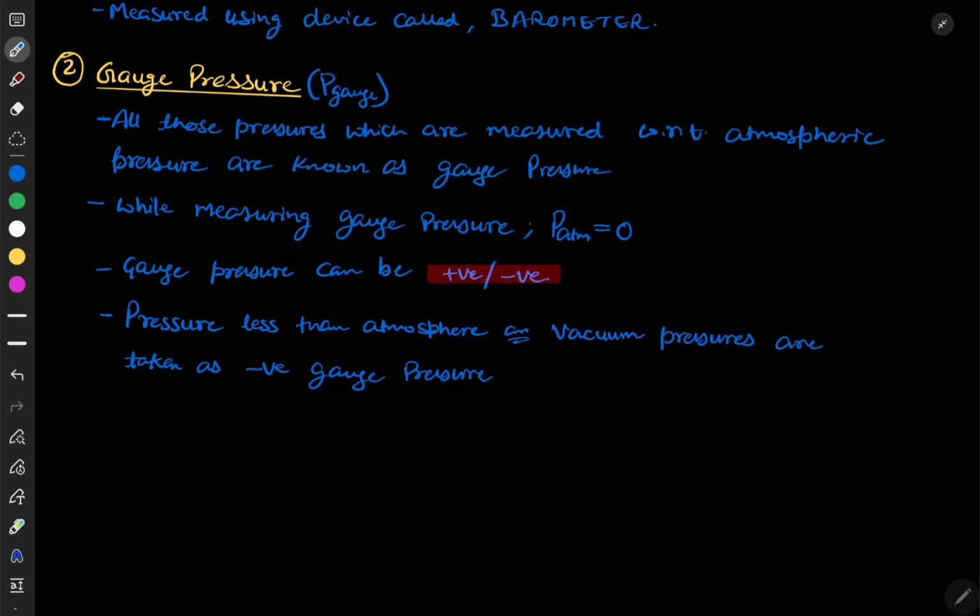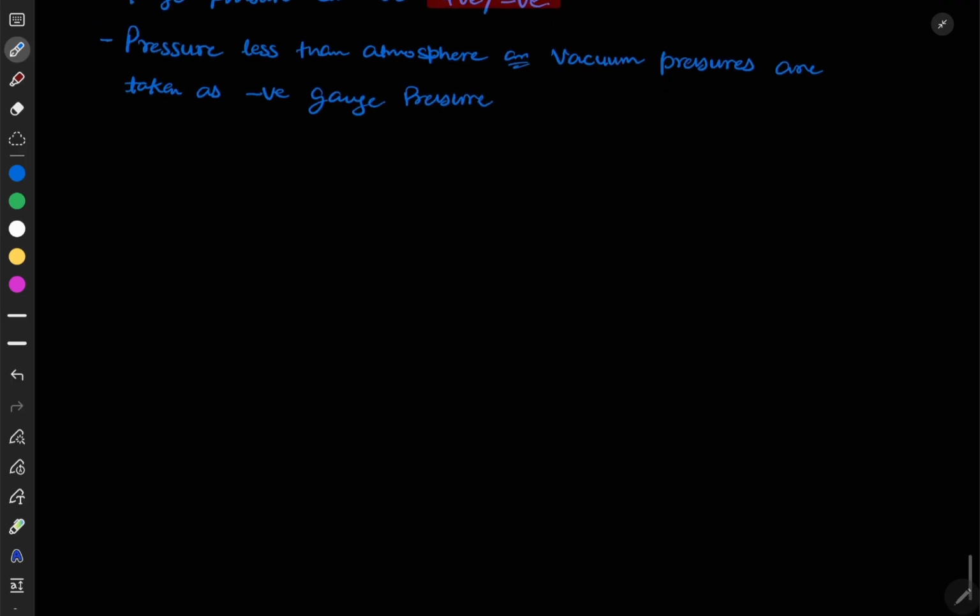Okay. Now we move to our third type of pressure. Third type of pressure is your absolute pressure. Your gauge pressure was measured with respect to your atmospheric pressure. Now your absolute pressure is measured with respect to your zero pressure. Okay. P absolute.